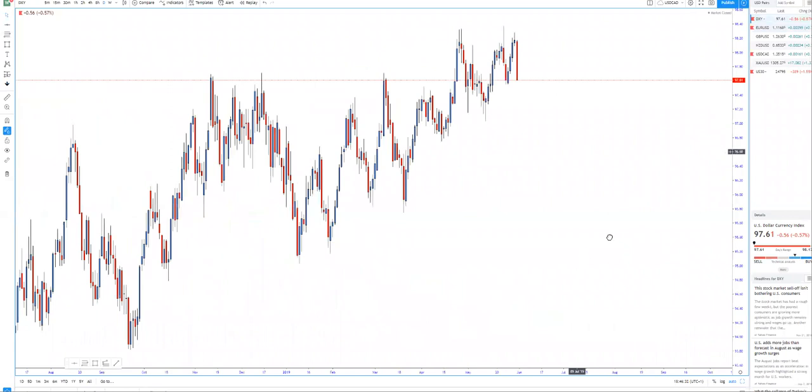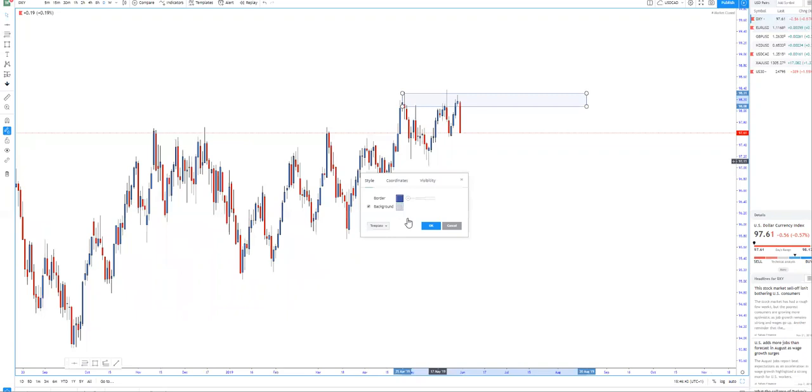Apologies, my summary is in my dollar index first, guys. My markup's gone for some reason. Here we are, the dollar index rejected at the resistance. And that's where you are on the dollar index.